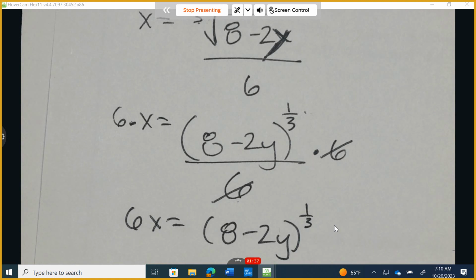So we're doing PEMDAS backwards. There was no adding or subtracting outside the parentheses. We took care of the multiplying or dividing. Next is going to be our exponents. So I want to remove this exponent.